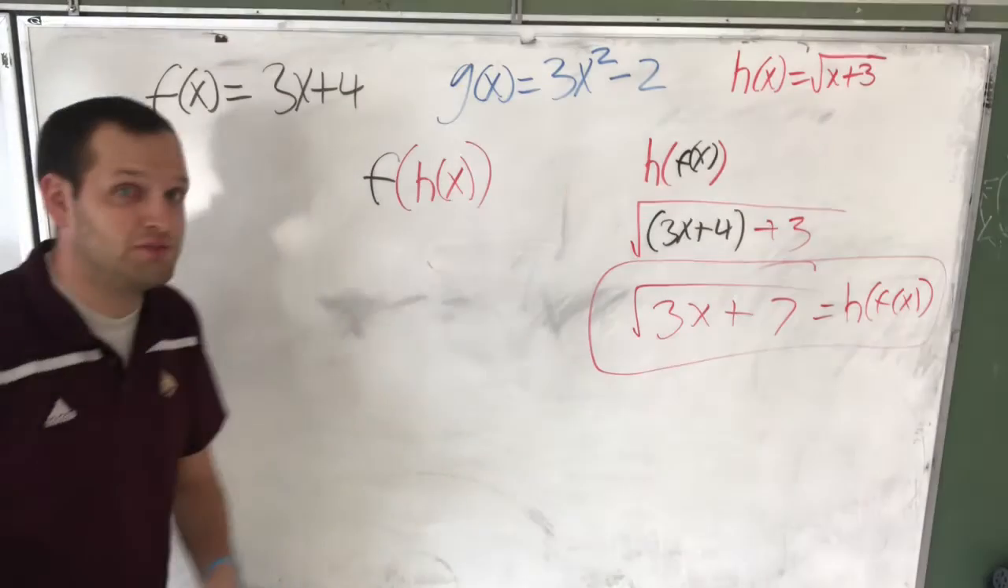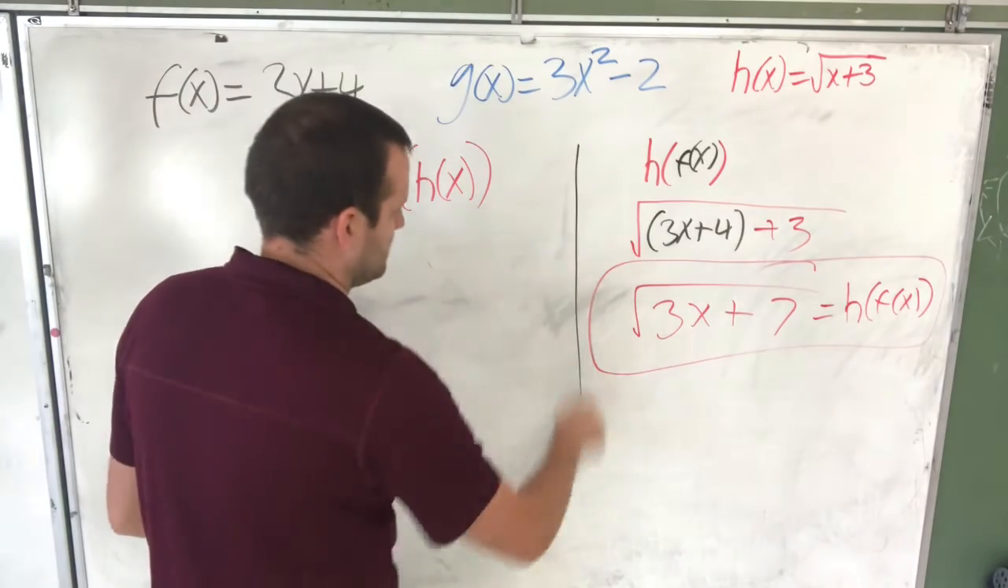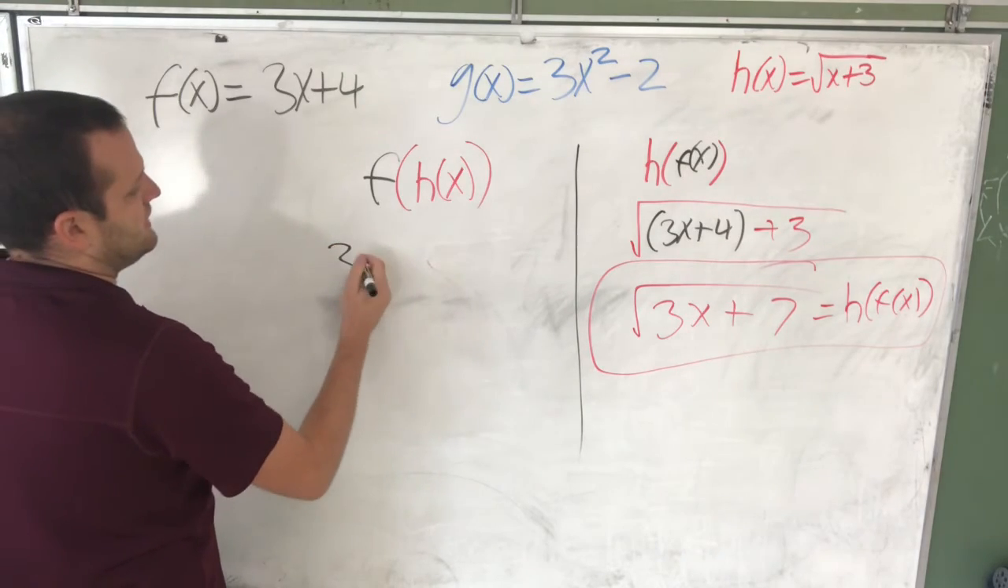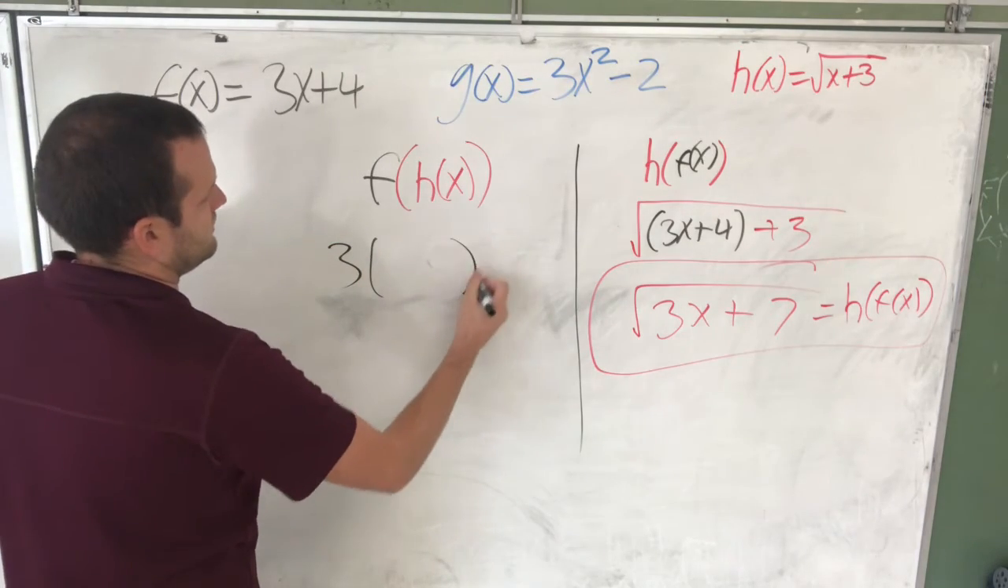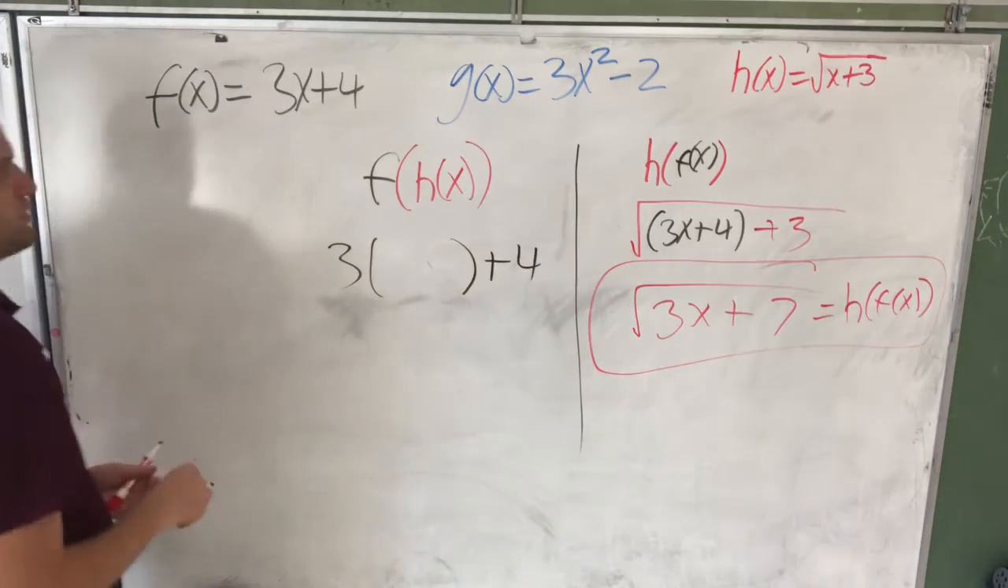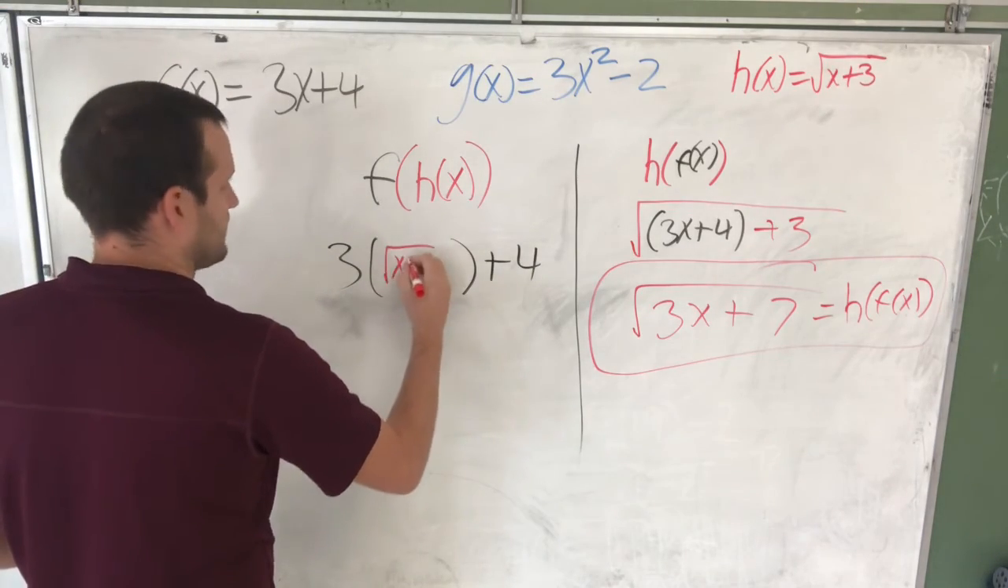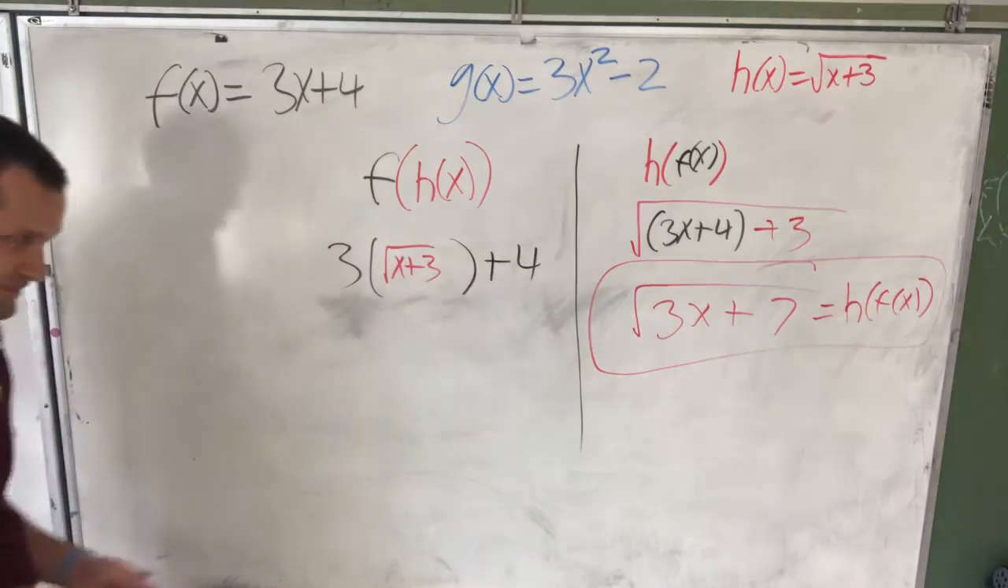All right, you should have paused the video. You should have your answer by now. I'm going to draw a line here to separate them. So our f equation is 3 times x plus 4, but we replaced our x with h, which is the square root of x plus 3.